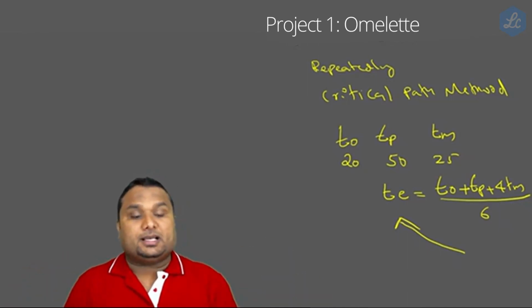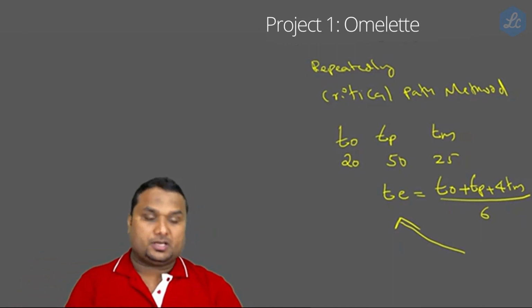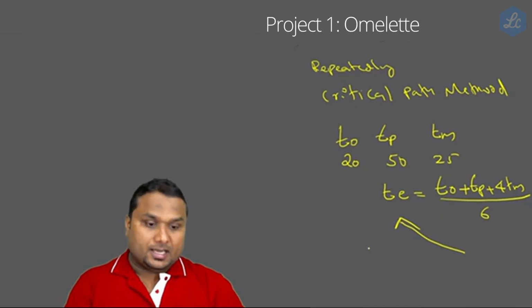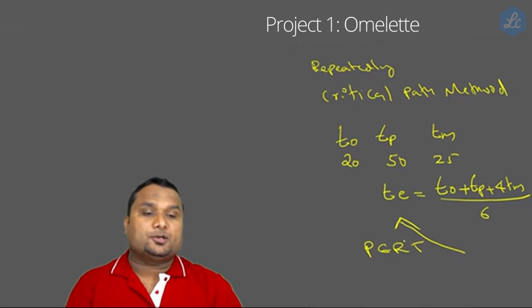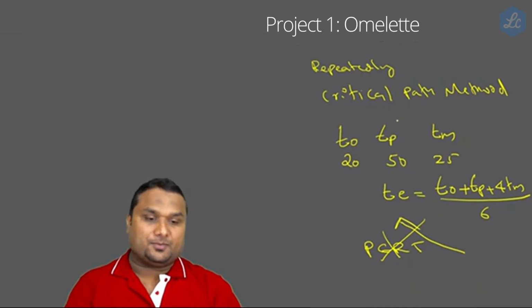The project may not be completed within that time. What is the probability that the project will be completed within 45 days, or will not be completed within 45 days? Such calculations are done for a new project using a method called PERT. PERT stands for Program Evaluation Review Technique. That is not discussed here. We are discussing the critical path today.